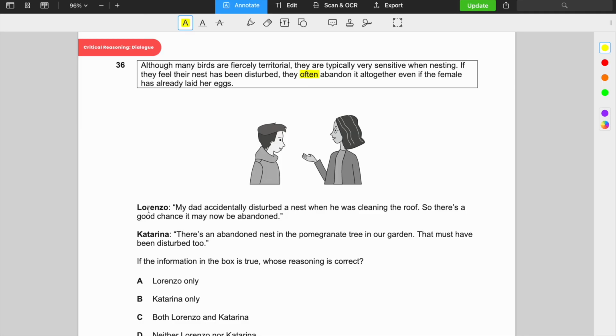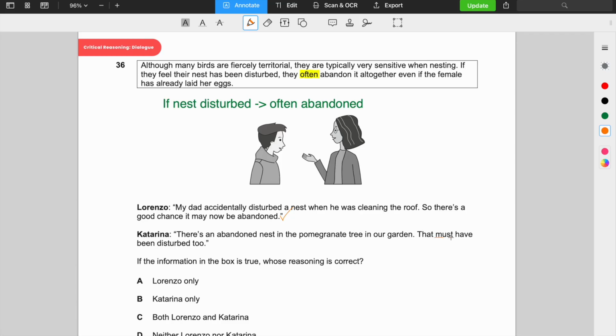Okay, so let's go through the different statements. We have Lorenzo. My dad accidentally disturbed a nest when he was cleaning the roof, so there's a good chance it may be abandoned now. Yes, because as we've worked out, if nest disturbed, often abandoned. So dad disturbed the nest, it's very likely that it is abandoned. We don't know for sure, but there's a good chance. So Lorenzo is correct.